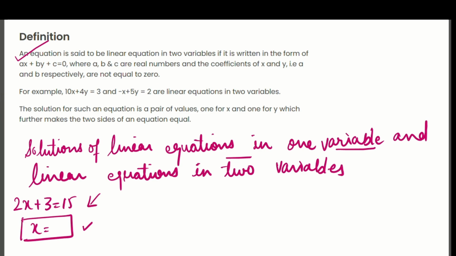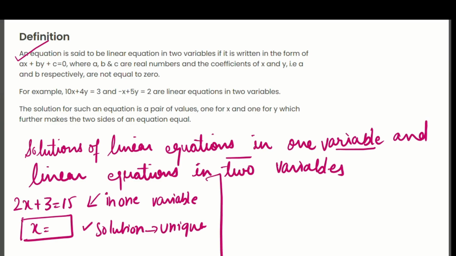If the linear equation is in one variable, the solution would be unique. There won't be 2 or 3 values of x. Here you can see 2x plus 3 is equal to 15. If we find the value, only x is equal to 6 is going to satisfy this equation. So the solution would be unique.